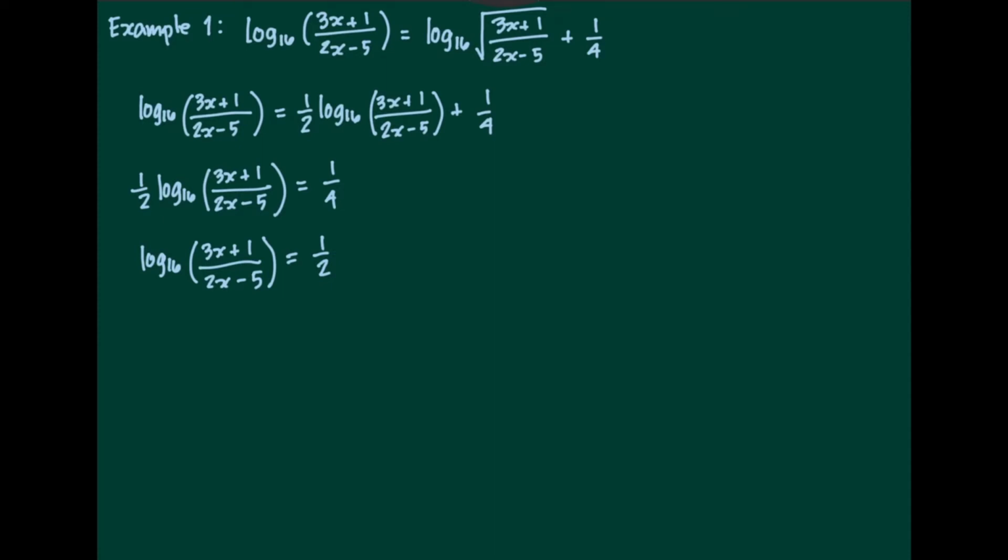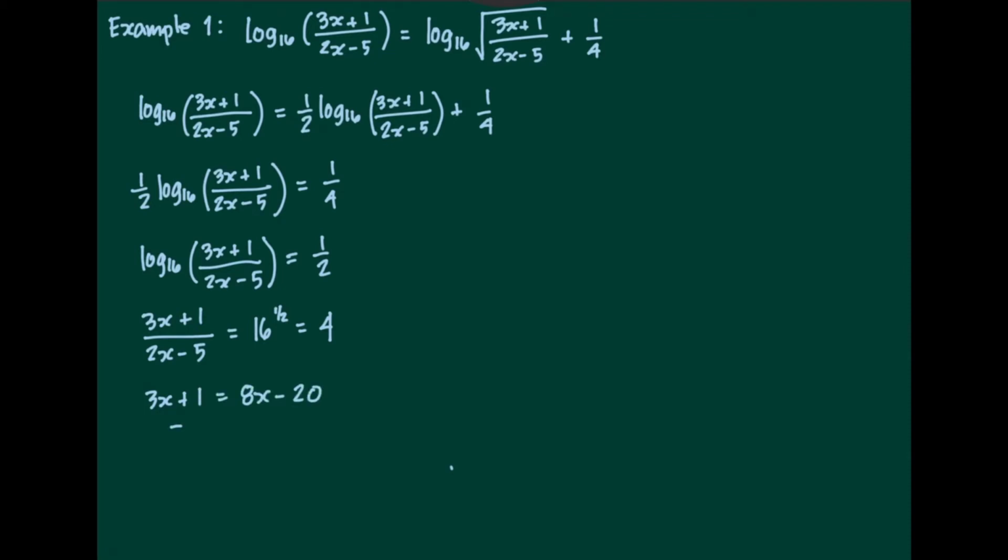And then, we can use yung definition natin ng logarithms and exponentials na ang log base 16 of 3x plus 1 all over 2x minus 5 equals 1/2, equivalent siya pag sinulat natin na 3x plus 1 all over 2x minus 5 is equal to 16 raised to 1/2. Ito yung definition natin ng logarithms. But 16 raised to 1/2 is the square root of 16. And the square root of 16 is equal to 4. So we'll have 3x plus 1 all over 2x minus 5 equals 4.